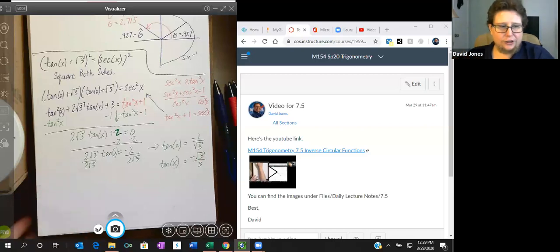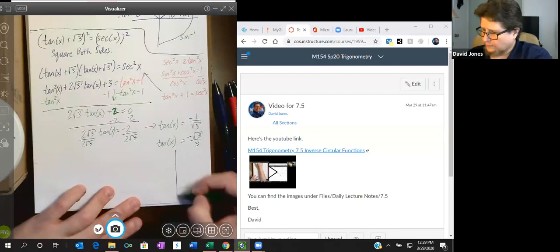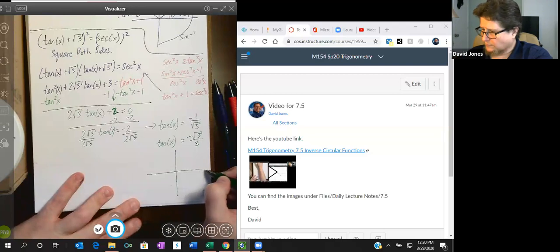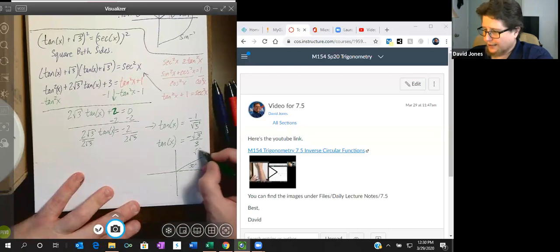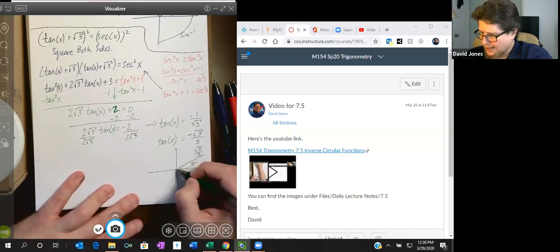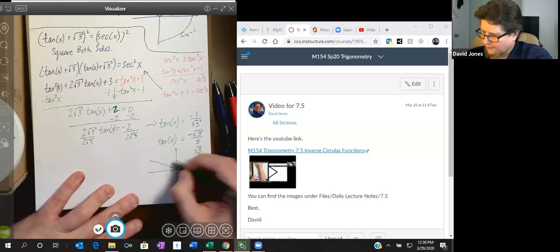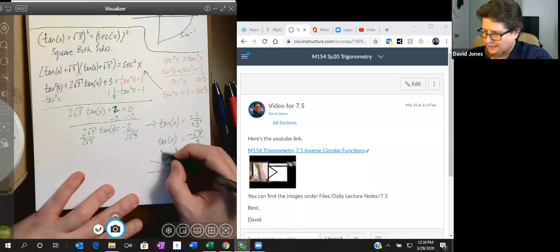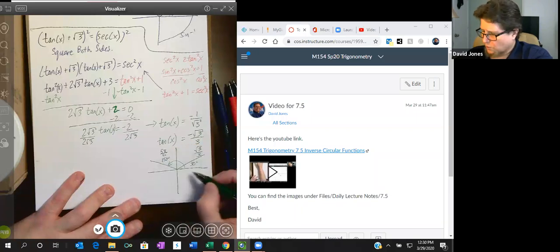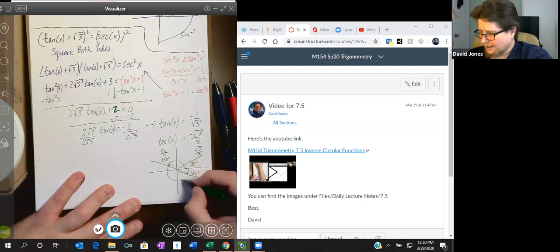Where does that occur on the unit circle? Well, 30 degrees is root 3 over 3. So we want 150 degrees, or 5 pi over 6. Or we want to go down 30 degrees. And this would give us 11 pi over 6.